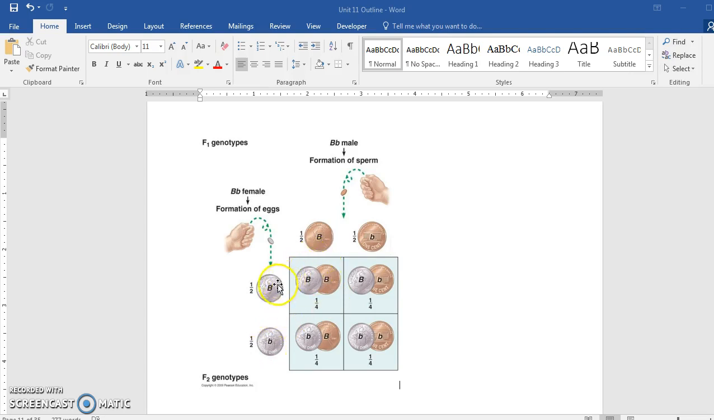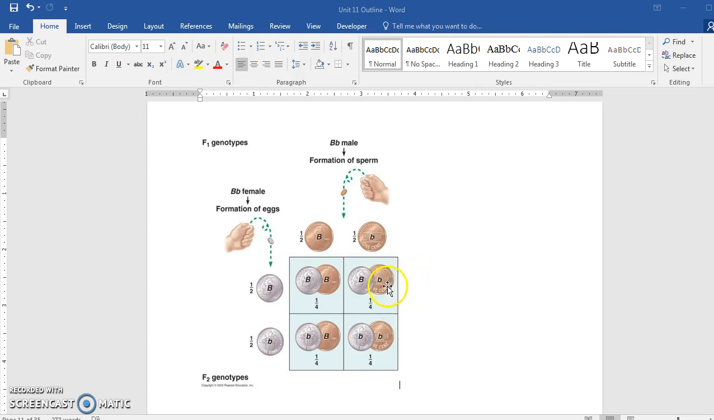Take big B times little b, 1/2 times 1/2 is 1/4. Take this big B times this little b, 1/2 times 1/2 is 1/4. And then little b times little b, 1/2 times 1/2 is 1/4. So each of these boxes represents 1/4, or 25% of the offspring.